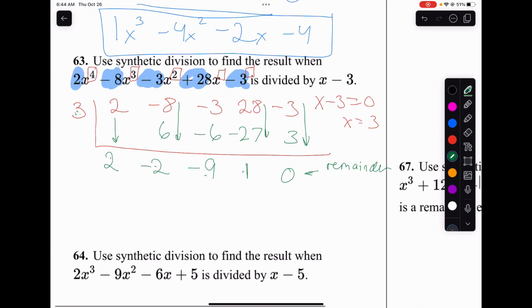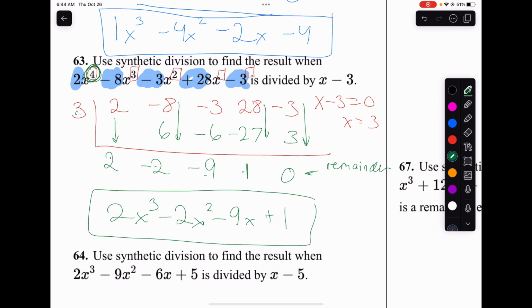All right, so my answer is going to be one degree less than what I started with. So if I started with an x to the 4th, my first term is going to be an x cubed. Then I go x squared, x, and then my constant term.